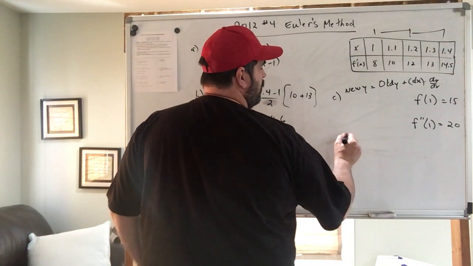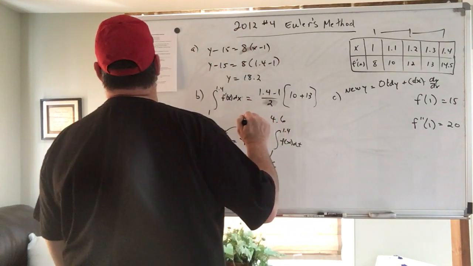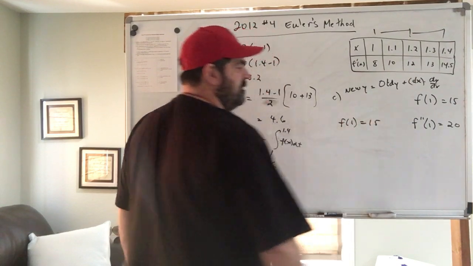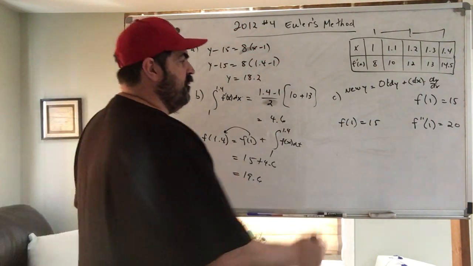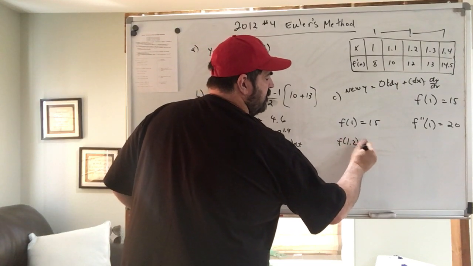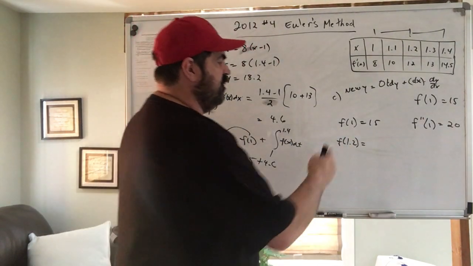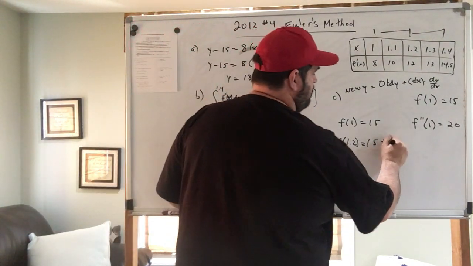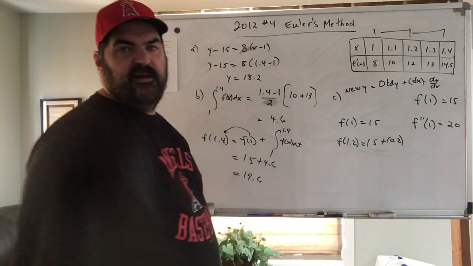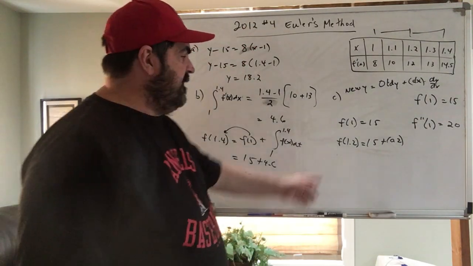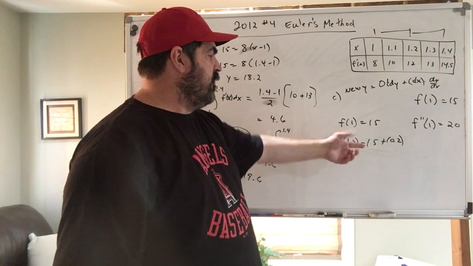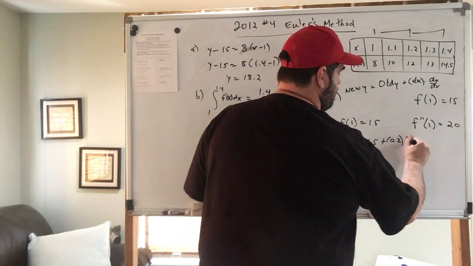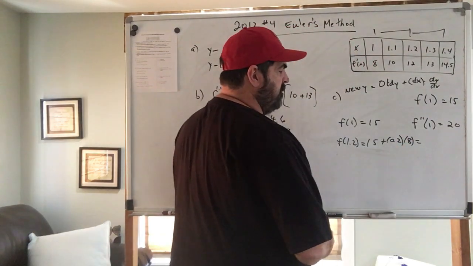So we want to find 1.4, but how many steps are we doing? 2 steps. We already know f of 1 is 15. To get to 1.4, I have to stop at 1.2. So you take your old y plus the step change, we're going up by 0.2, times the derivative at this point. We plug in where we're currently at, the point (1, 15). At 1, the slope was 8. So I have 15 plus 1.6, I have 16.6.